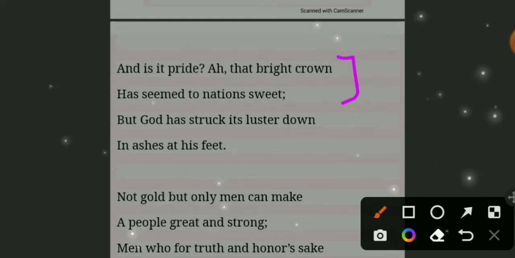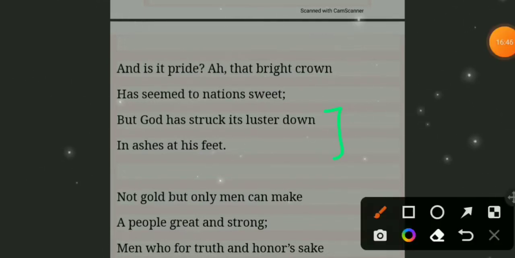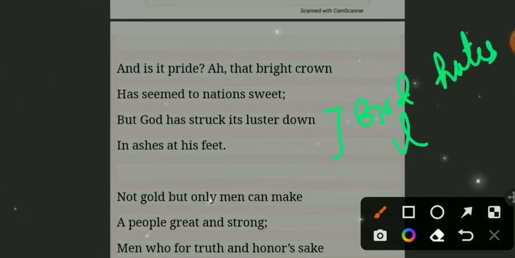No. तो ये जो घमंड है ना, हर एक मुल्क अपने आप में घमंड दिखाता है that the country is powerful, they're having the weapons, they're having the nuclear, right? तो वो घमंडी है, उनको घमंड लगता है अपनी कंट्री का. And this pride is very sweet to all the nations, but God has struck its luster down in ashes at its feet. But God doesn't like this pride, okay? खुदा को उनका घमंड बिल्कुल अच्छा नहीं लगता. God hates it, right? उनका घमंड खुदा को अच्छा नहीं लगता.